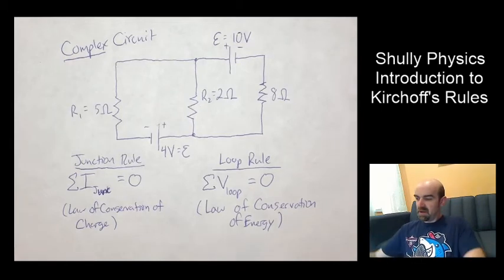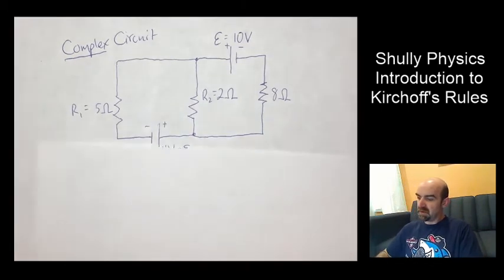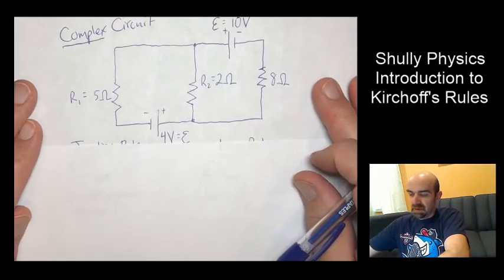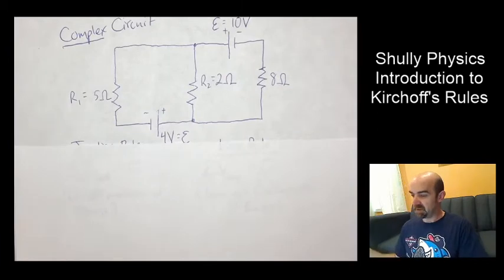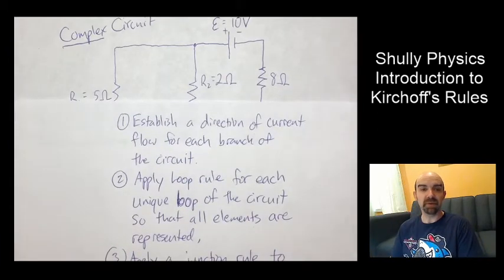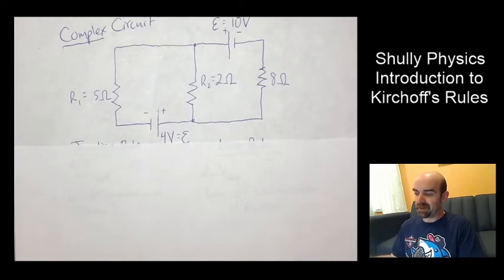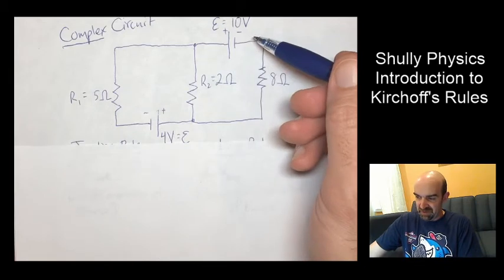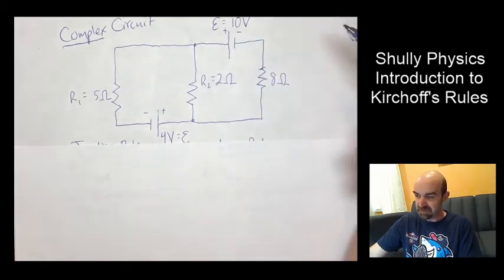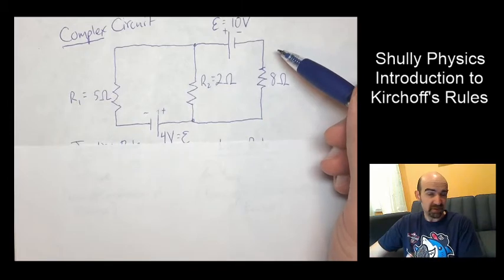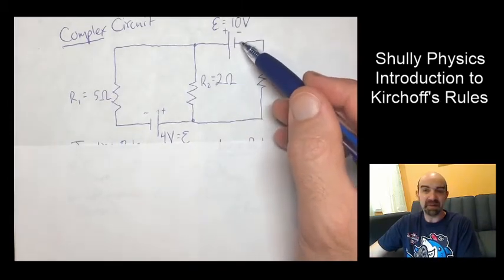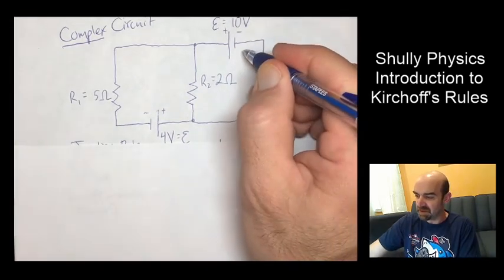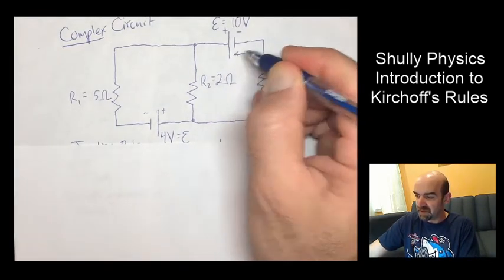All right, so I have a circuit here. The first thing I'm going to do is establish the direction of current flow for each branch of the circuit. So what do I think? Well, my guess would be this. Batteries tend to apply a current from negative to positive, and the stronger batteries win. So the batteries with a greater EMF are going to push more. So this is 10 volts, and I'm going to imagine that there's a current flow this way.